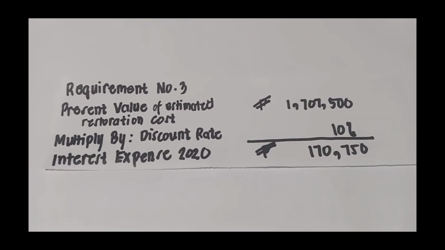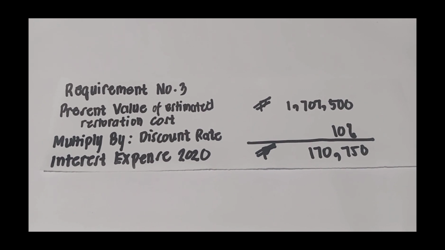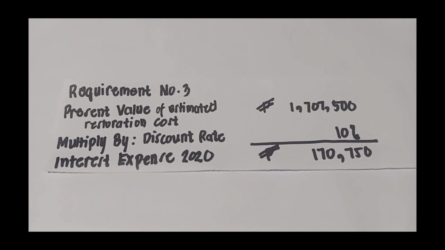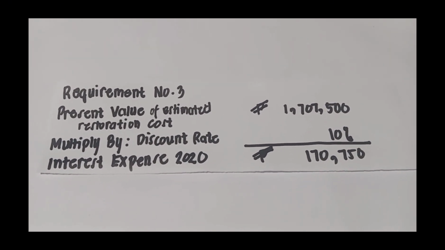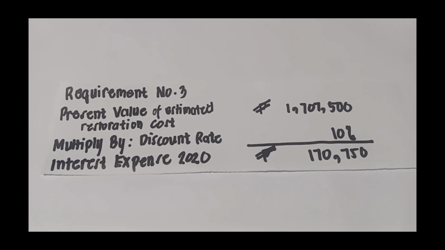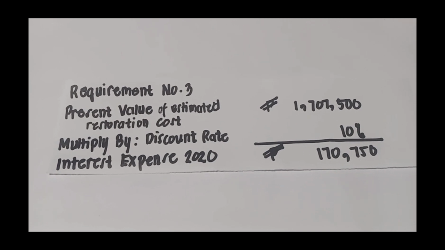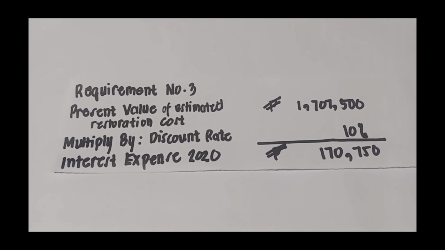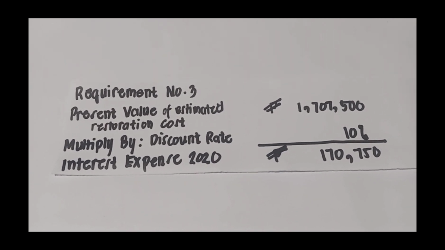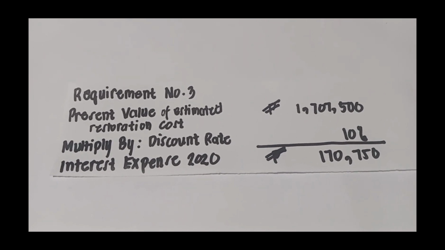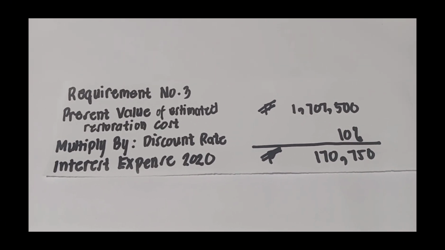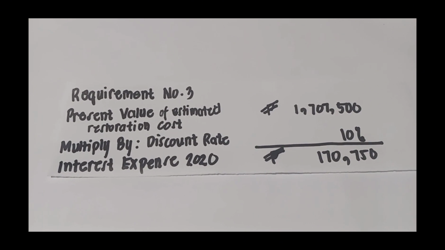5,175,000. So, sa requirement number 3 po, ang atong i-compute is ang interest expense in 2020. So, present value of estimated restoration cost na 1,707,500 nga atong gikan na sa atong gi-compute sa requirement number 1, katong estimated restoration cost na 2,500,000 multiplied by 0.683, mao nang naa tay 1,707,500.